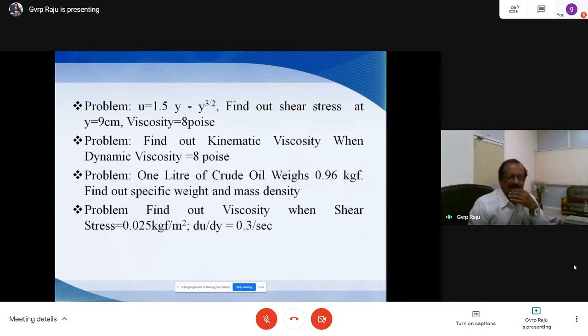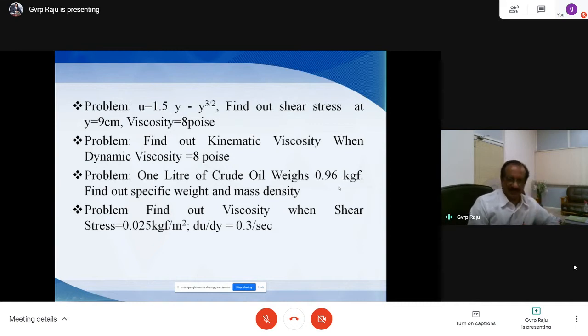The other problem is: 1 liter of crude oil weighs 0.96 kg force. Find out the specific mass density. So 1 liter is 1000 cc, 1000 ml. 1 ml is equal to 1 centimeter cube. So 1 liter is equal to 1000 cc, which is equal to 1000 into 10 power minus 6 meter cube. So that is the volume, and we have the weight here, 0.96 kg force.